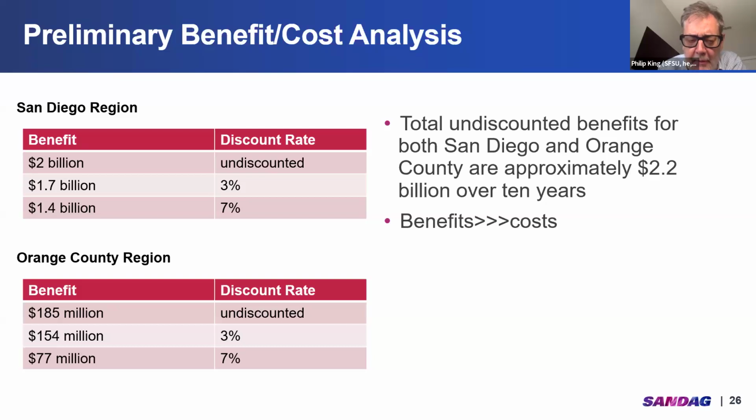The costs here are not going to be anywhere close to the benefits. For Orange County, the benefits are merely in the hundreds of millions, 185 million without a discount rate, 154 with a 3% discount rate, 77 with a 7% discount rate. So the benefits here are far greater than the cost.